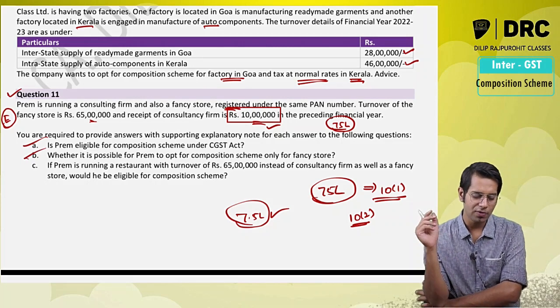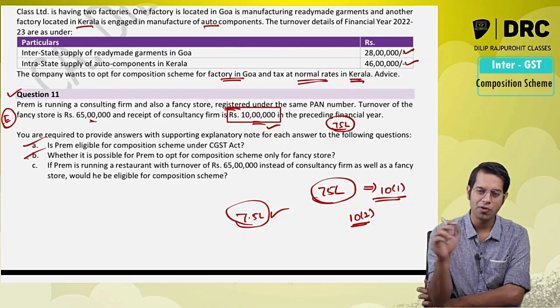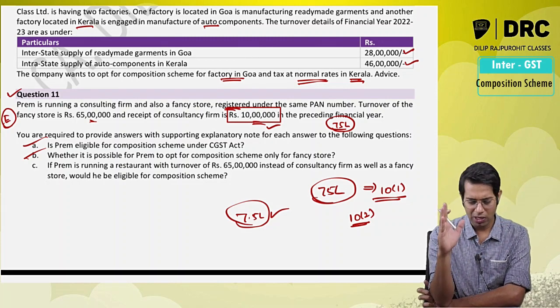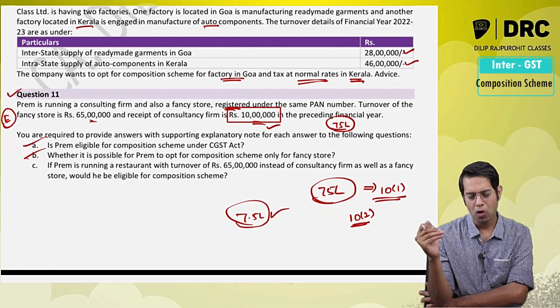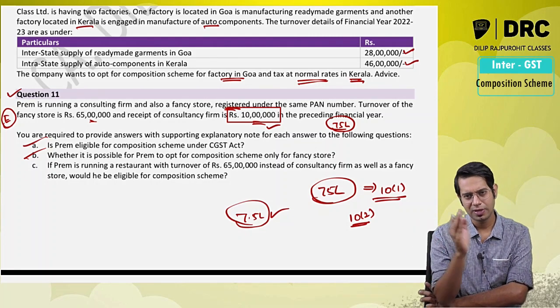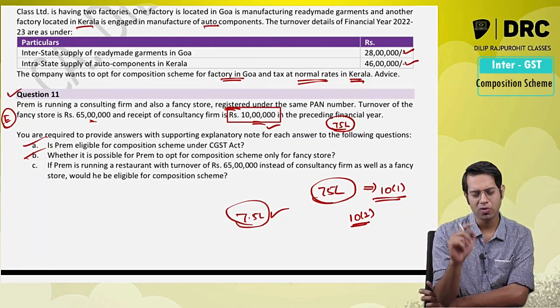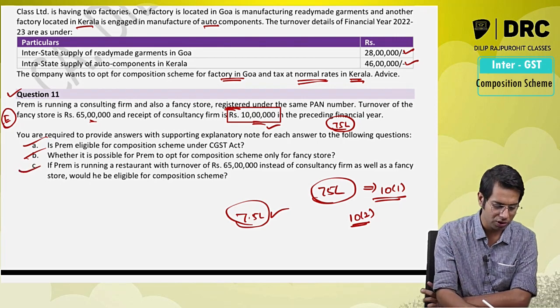Whether it is possible for Prem to opt for composition scheme only for fancy store? No, he cannot do that. Proviso to section 10 subsection 2a says if there are more than one registered person, and one is opting for composition scheme, others also should opt for composition scheme.